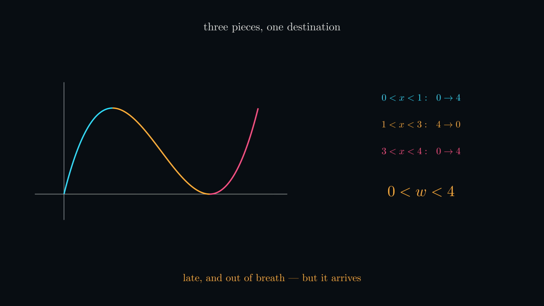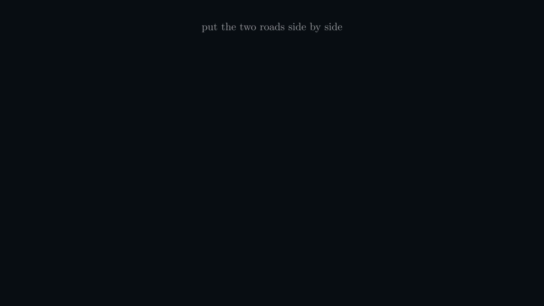3 separate journeys, one shared destination. The product lies strictly between 0 and 4. The brutal road arrives. Late and out of breath, but it arrives. Now put the two roads side by side, and look at what each one wrote down.